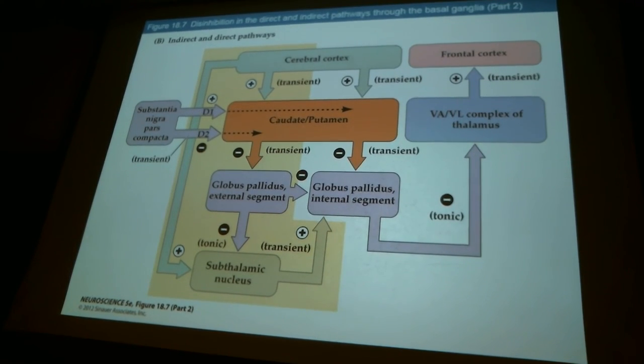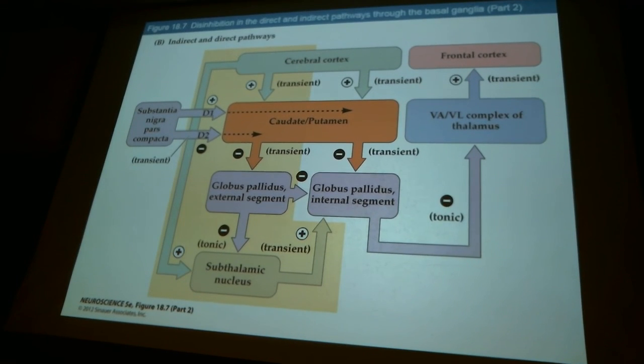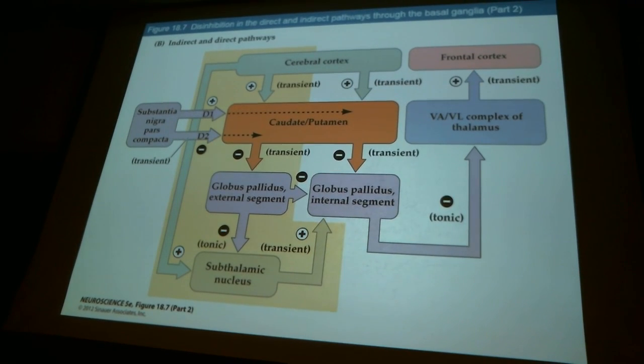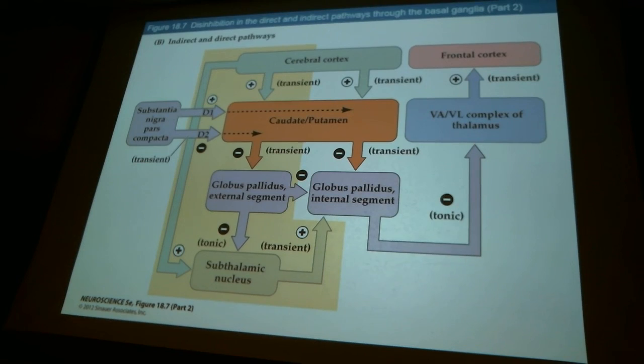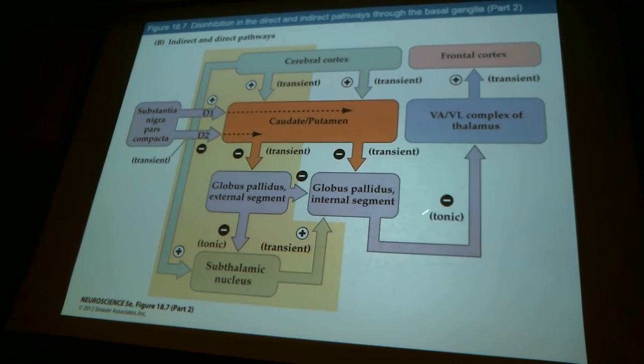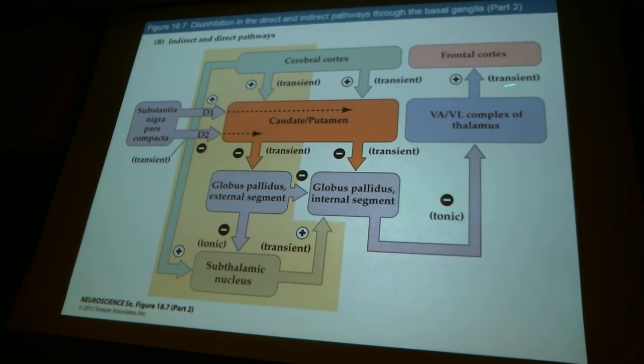And now if those were equal, you would have a cancellation of whatever the input is. So there are probably subtleties, because if you shift the balance, you're going to shift toward either suppression of the internal segment, which activates the motor movement, or excitation of the internal segment, which suppresses the motor movement.